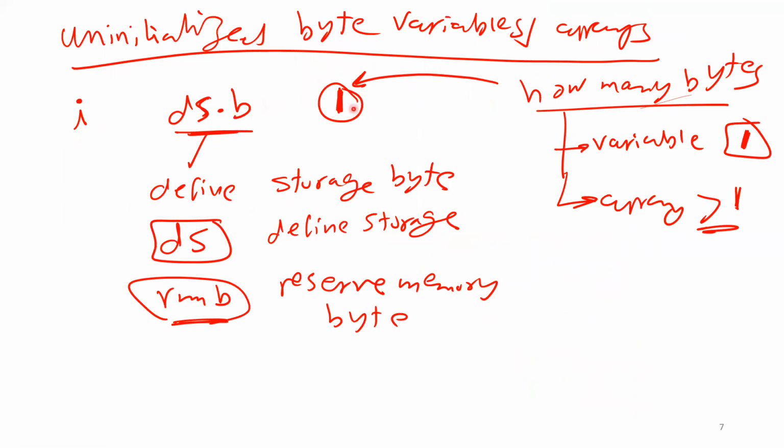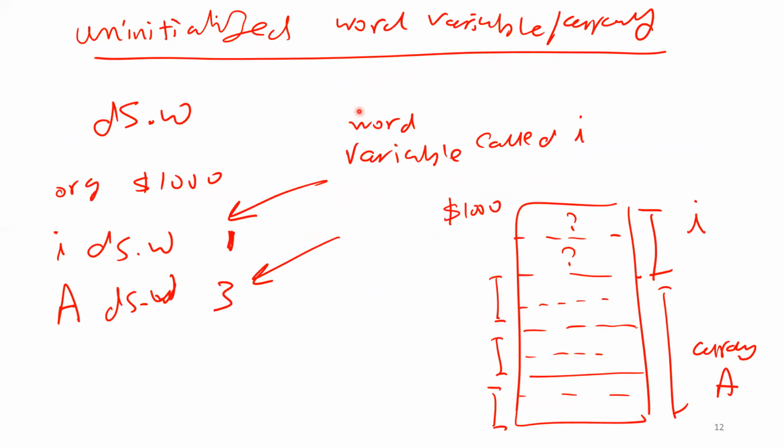Second difference is every element here is going to take 2 locations, not 1, because it's a word. You will see right now. So for example, look here, guys. Org 1000, here I want to define a variable I, and this variable is a word. So I'm going to say I, ds.w, and then 1. 1 means it's going to be 1 word. You got what I'm saying? If it is a variable, you have to put 1 here.